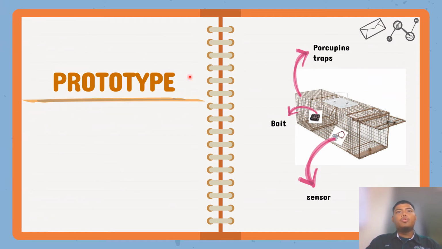We go to the prototype. This is a prototype porcupine trap. This is the idea that I have come up with, where we can put the sensor under there, and then we can put the base. Then the porcupine can enter this trap, and the door of the trap can close, and the porcupine cannot go out.